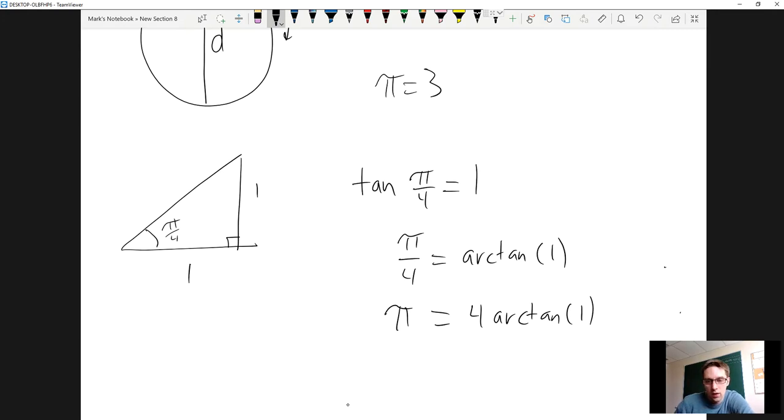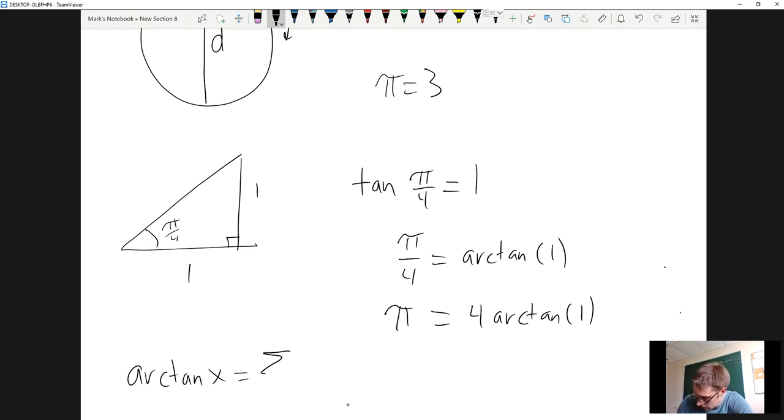Now, we don't have a great way to calculate the arctangent of 1 if we don't have pi, right? But we do have an infinite series to represent the arctangent of x.